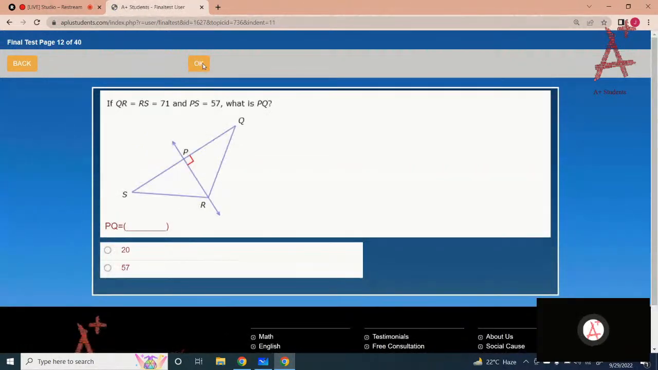Okay, the next one: if QR and QS is 71 and PS is 57, what is PQ? So PS and PQ are the same. So PS is 57. That means PQ is also 57. Got it? Select the correct option and click on the OK button.